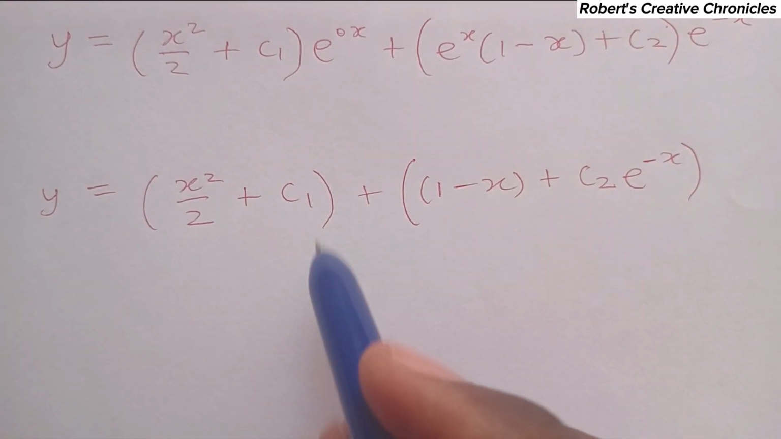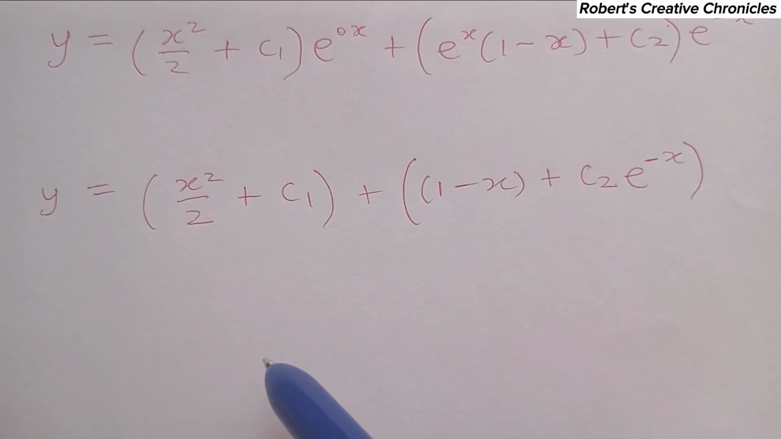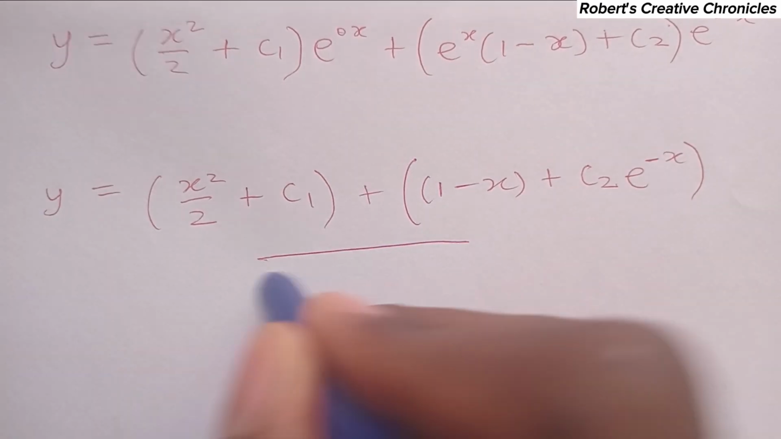So we have successfully solved the given equation by using the method of variation of parameters, and this is the final solution.